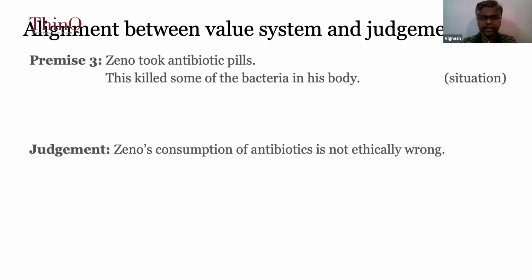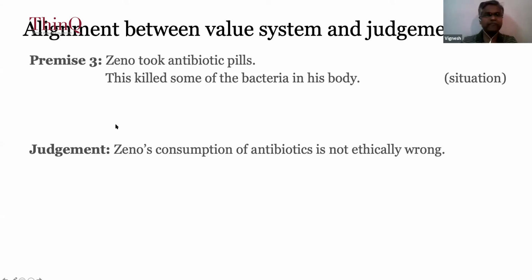Zeno's consumption of antibiotics is not ethically wrong. And if you fall back to the principle that you used earlier, then what would your logical conclusion be? So the earlier principle that I had was killing a living organism is wrong, and therefore, if I go by that principle, in this particular case, I would have to conclude that Zeno taking an antibiotic pill is ethically wrong. But my judgment goes against it.